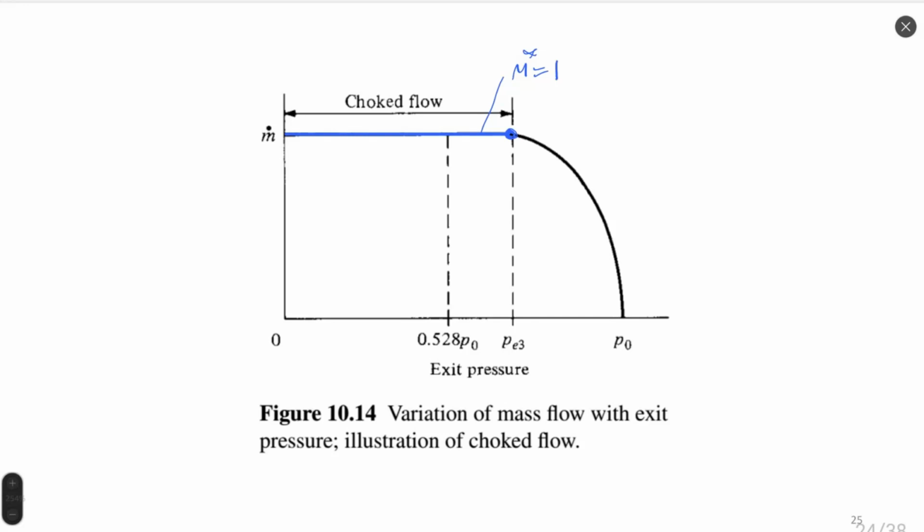Okay, for all such cases, mass flow rate will be constant. It means ambient pressure will not influence the mass flow rate inside the nozzle. It means the flow in the nozzle is independent from conditions outside of the nozzle, and the mass flow rate is constant for such a pressure region. It's called choked flow.